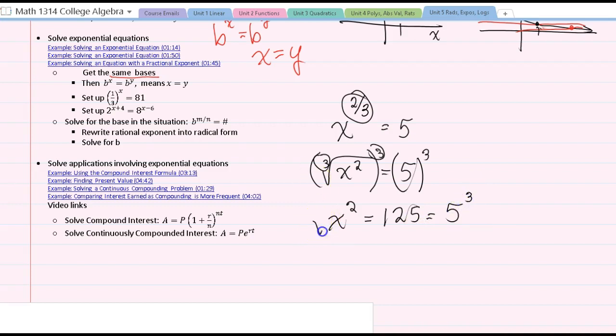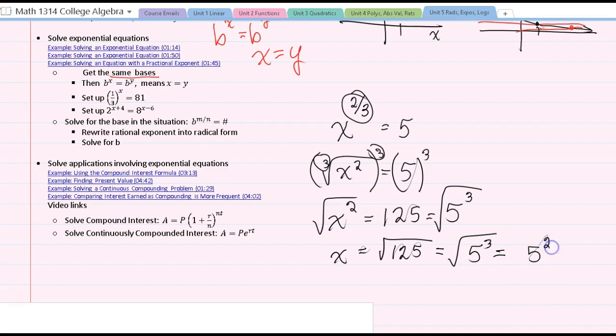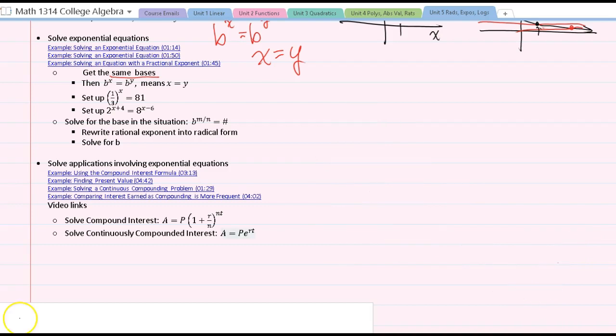Then I need to take the square root of both sides. This is going to give me x, and this is going to give me the square root of 125, which we need to know how to simplify. Now remember, 125 is 5 cubed, and we're getting the square root of that. We can write this as 5 squared times 5, and getting the square root of that. And we can see that the square root of 5 squared is 5, and the square root of 5 is the square root of 5. So I want to remind you to simplify your radicals.